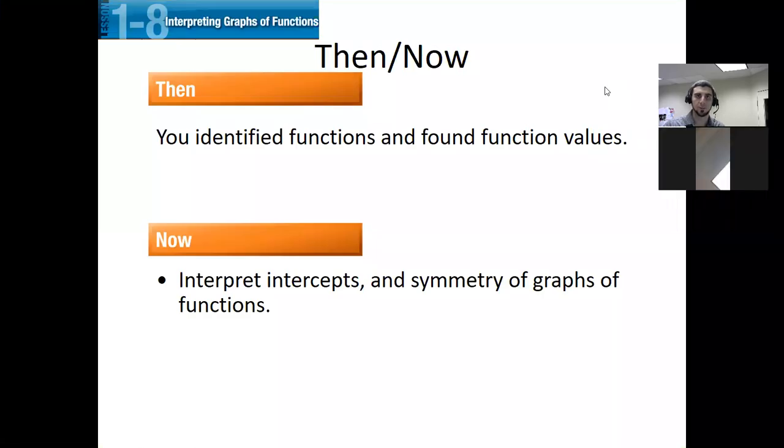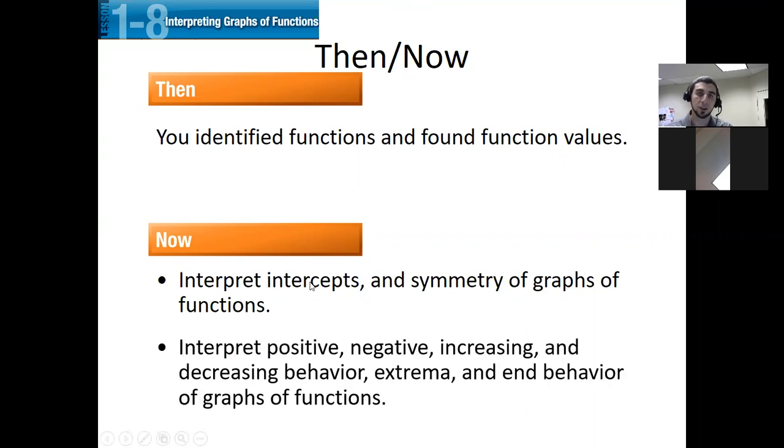All right, guys, we're back with the last section of chapter 1, section 8, which deals with interpreting graphs of functions. So previously, we talked about identifying functions and finding function values, and now we're going to interpret what are called intercepts and symmetry of graphs and functions, and also interpret positive, negative, increasing, and decreasing behavior, as well as extrema and end behavior of graphs of functions.